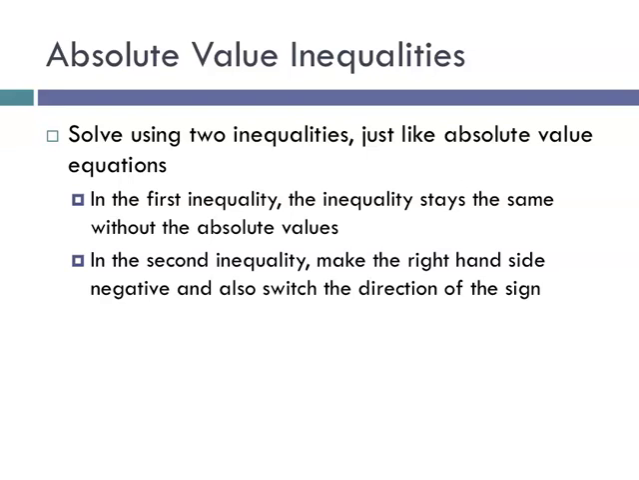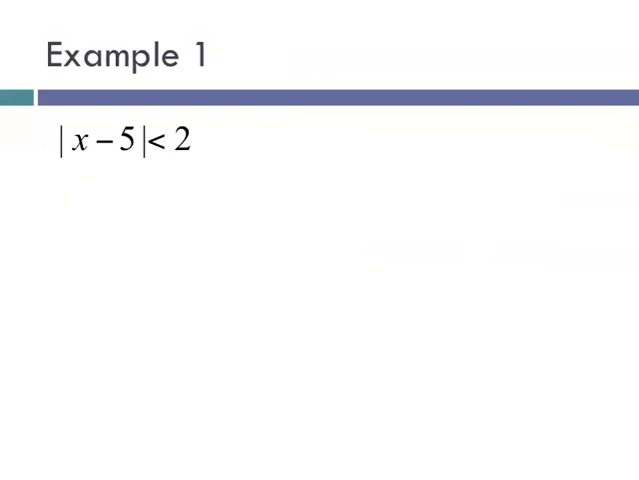So take a look at example 1. We have the absolute value of x minus 5 is less than 2. So we write two inequalities. The first one is the exact same thing, just without the absolute value signs. So that would be x minus 5 is less than 2. And then for the second inequality, you make the right-hand side negative, and then you switch the inequality symbol. So this would be x minus 5 is greater than negative 2.